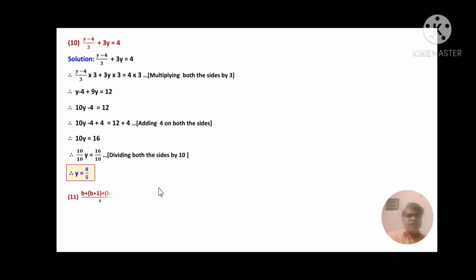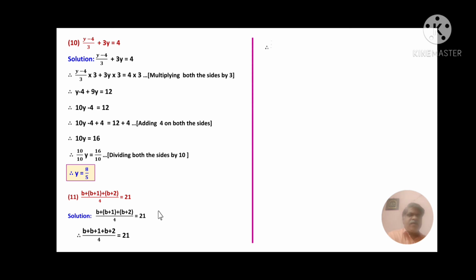So let us try this one. b plus into bracket (b plus 1) bracket complete plus (b plus 2) divided by 4 is equal to 21. Now we'll write this problem once again. b plus into bracket (b plus 1) bracket complete plus into bracket (b plus 2) bracket complete upon 4 is equal to 21. Friends, let us simplify. First remove this bracket. b plus 1 plus (b plus 2) upon 4 is equal to 21.